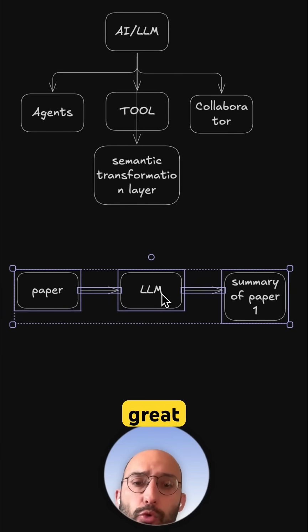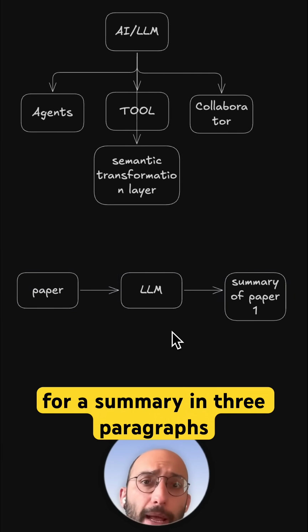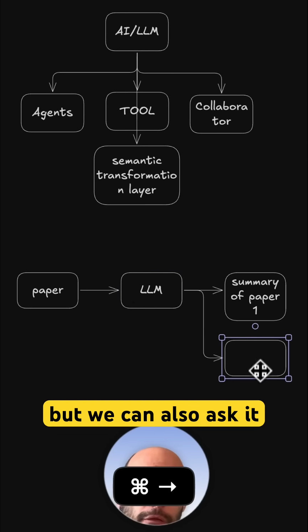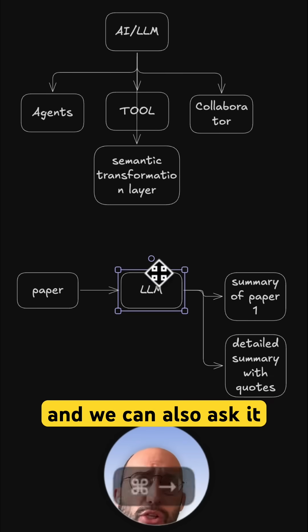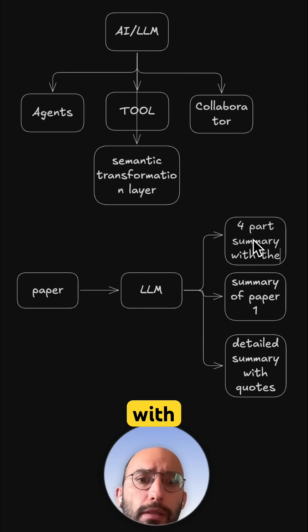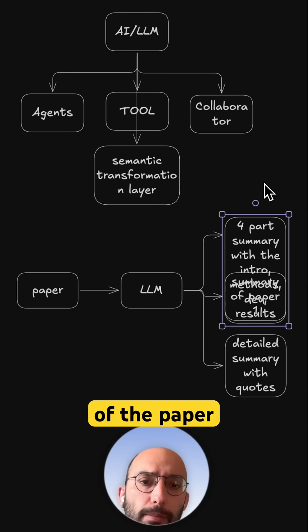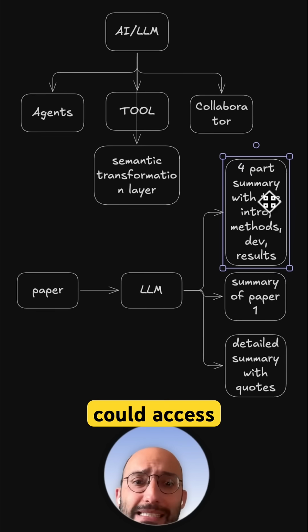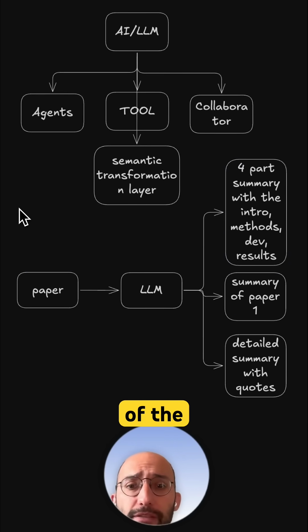Now, this is great. We can go to ChatGPT, send it a paper and ask for a summary in three paragraphs. But we can also ask it for a detailed summary with quotes. And we can also ask it for a four-part summary with the intro, methods, development, and results of the paper, right? We could access potentially infinite different versions of the same paper.